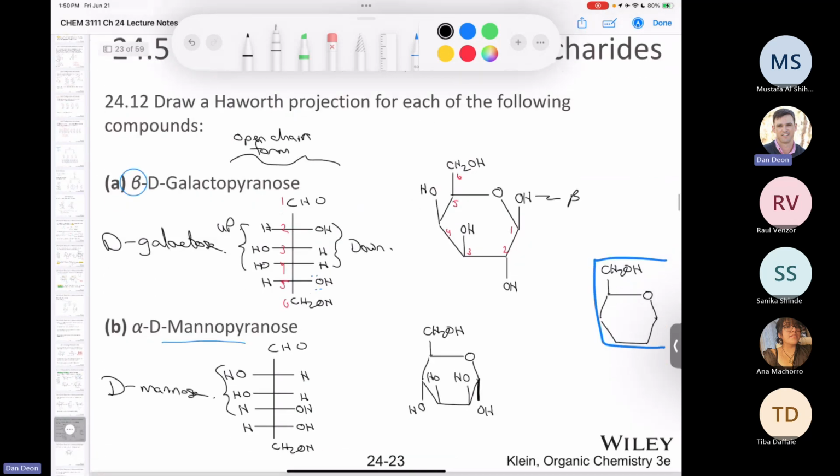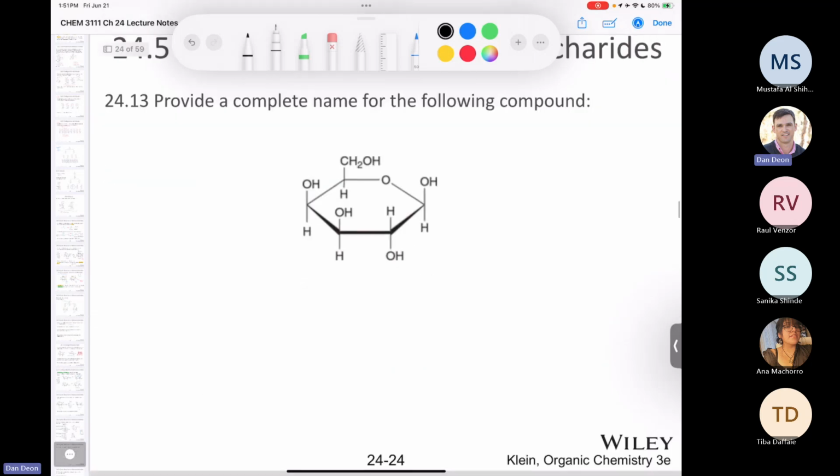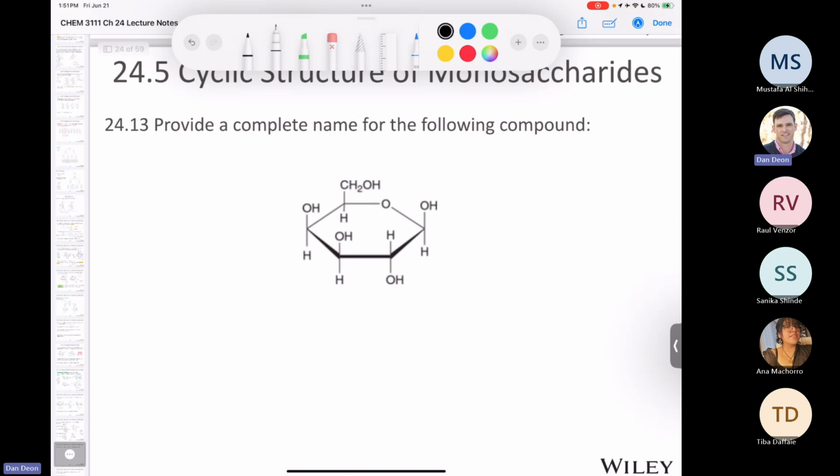Okay, everybody with me on that? This is just a convention of going from an open chain form to a Haworth projection. Okay, so let's move on. In the next one, it says provide a complete name for the following compound. So what we'll do is we'll take a short break, and I want you to take this compound and say, okay, now I'm going to reverse that concept.